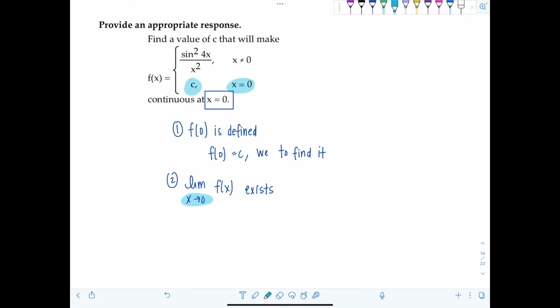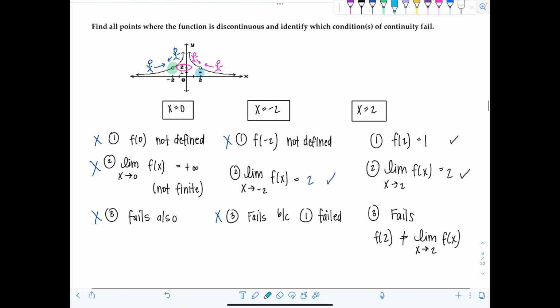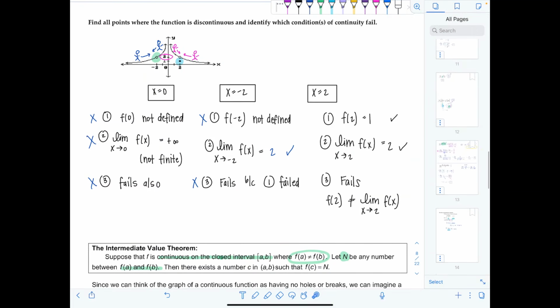Think of that problem that we did earlier where we had to identify where the graph was discontinuous and which conditions of continuity failed. So if you think back to this problem, notice here, when we were trying to find the limit as x approaches 2, I looked at where the graph was going from one side of 2, the other side of 2. I didn't care what it equaled at 2, okay? So when you're finding the limit and you have a piecewise function, you're looking at where it's tending towards from both sides, but it's not of interest what it actually equals at that point.